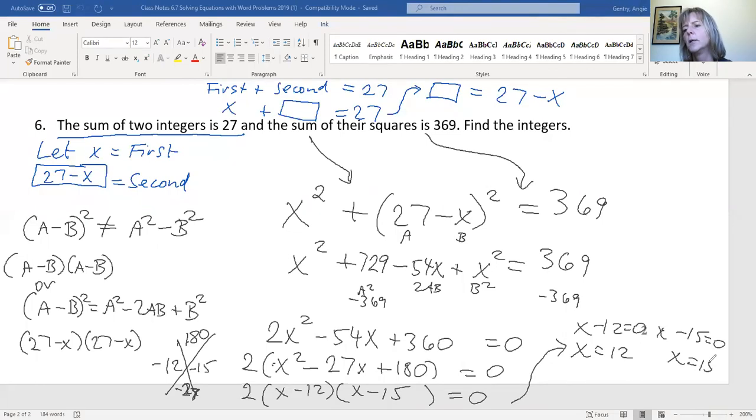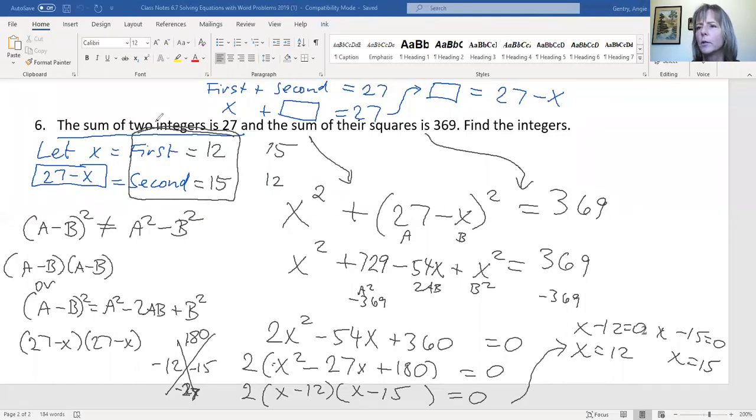And then really, are you going to throw one in the trash? Let's look at it. If you say x is 12, then 27 minus 12 is 15. If you say x is 15, then 27 minus 15 is 12. So in this specific case, it does not matter which one's first and which one's second, because they weren't in order either.